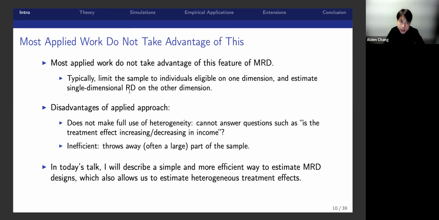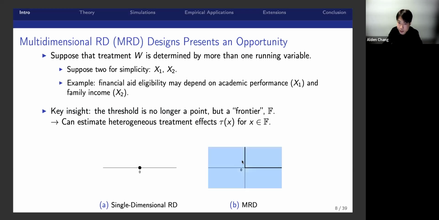Now, the thing about applied work with MRD designs is that most of them do not take advantage of this feature of the MRD to estimate heterogeneous treatment effects. Instead, typically what they do is they limit the sample to individuals eligible on one dimension and estimate a single-dimensional RD on the other dimension. So again, if we go back to this figure in the bottom right here, they might throw away individuals falling below zero on the X2 axis and focus on a single-dimensional RD using X1 as a running variable.